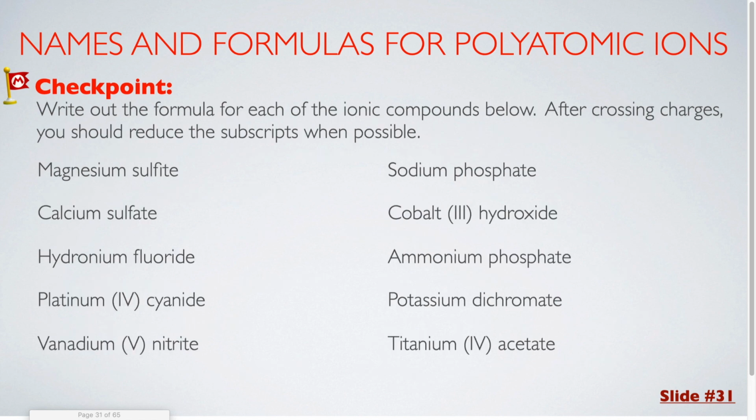For this series of checkpoint questions, we are now going to be going in the opposite direction. So we are now going to be given the names and we are trying to write out the formulas. That means we're going to be crossing charges and reducing subscripts when possible.